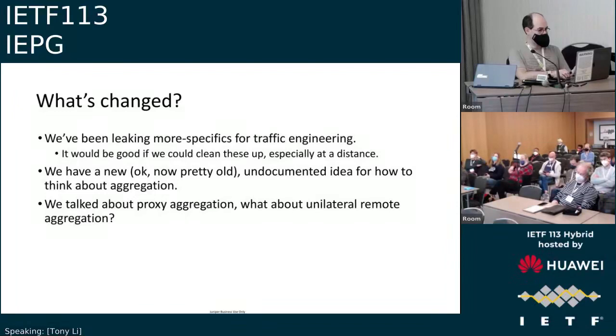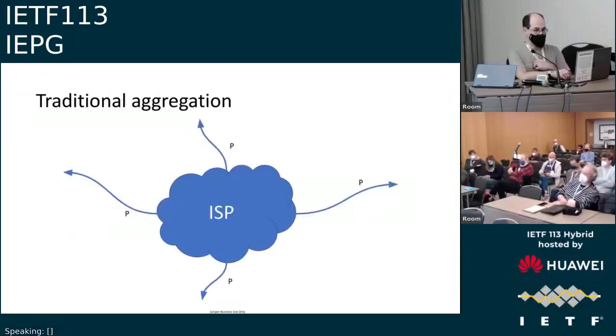We have a new idea on how to think about aggregation. I wanted to write this down before it gets lost. And we talked a lot about proxy aggregation long ago. I'm going to bring up another idea, which is doing unilateral remote aggregation. So in traditional aggregation, we have an ISP. He has a prefix P, and he filters out all the more specifics and just distributes P everywhere.